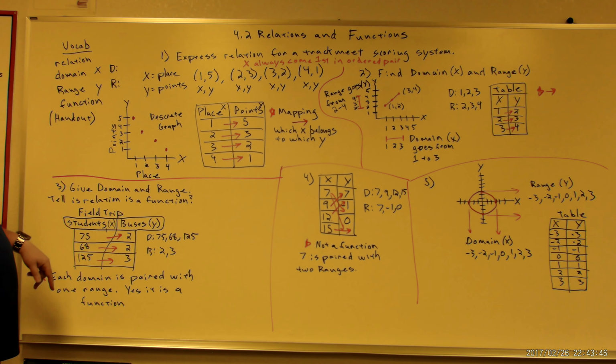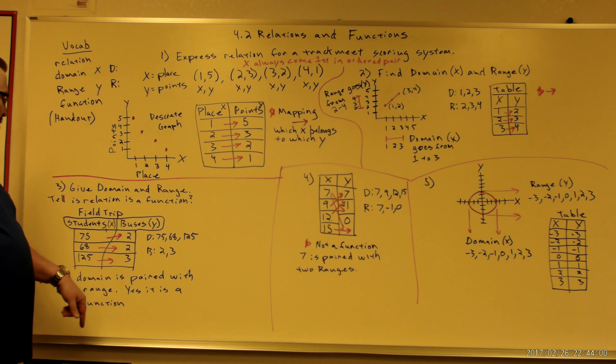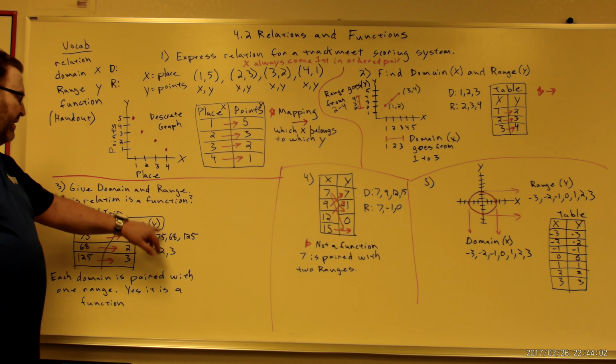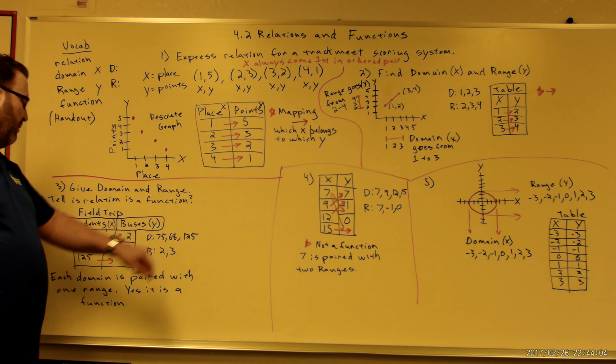Okay, so we have a field trip, and these are our students' counts. So 75, 68, and 125, and this is how many buses they take. So 75 takes 2 buses, 68 takes 2 buses, 125 takes 3 buses. So we have x's and we have y's, so we list our domains, 75, 68, and 125.